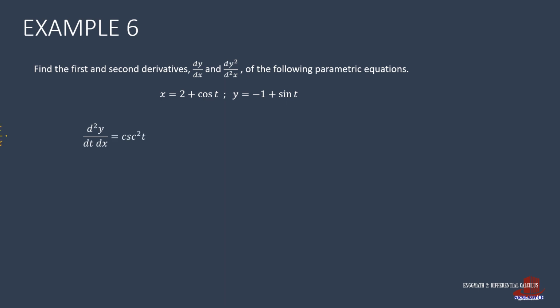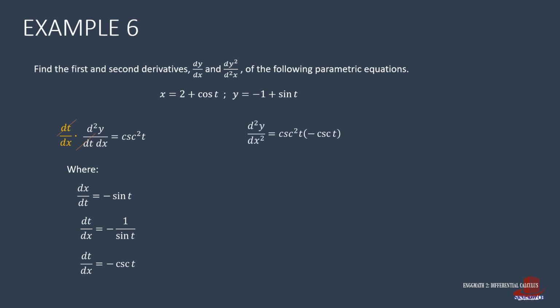From this point, we multiply dt all over dx to take out dt's, where we found dx all over dt as negative sine of t, with the reciprocal as negative 1 over sine of t. By trigonometric identities, we can take this as negative of cosecant t. Now it is ready for multiplication. So we have the second derivative of y with respect to x as the cosecant squared of t times negative of cosecant t, which in turn makes negative of cosecant cube of t.